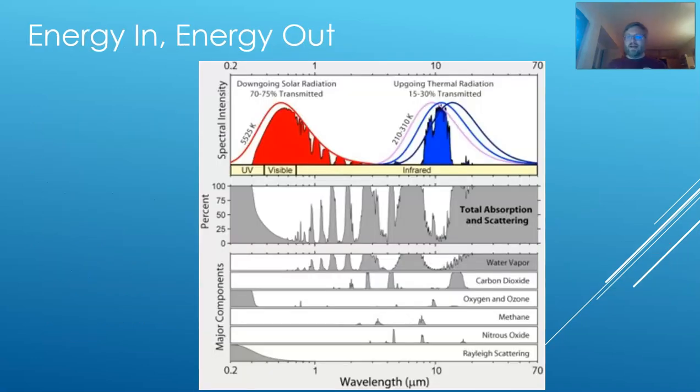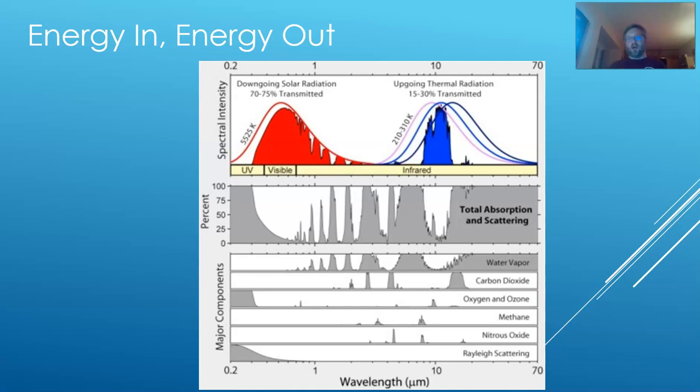So here's a little more in-depth diagram of this process of energy coming in, energy going out. So on this diagram, if we look at that first row, that is showing the radiation coming in from the sun in red, going out from the Earth in blue. And you can see where it lies along the electromagnetic spectrum there, right? You can see that the solar radiation is mostly in the visible part of the spectrum. The radiation coming out from the Earth is mostly in the infrared, longer wave part of that spectrum.